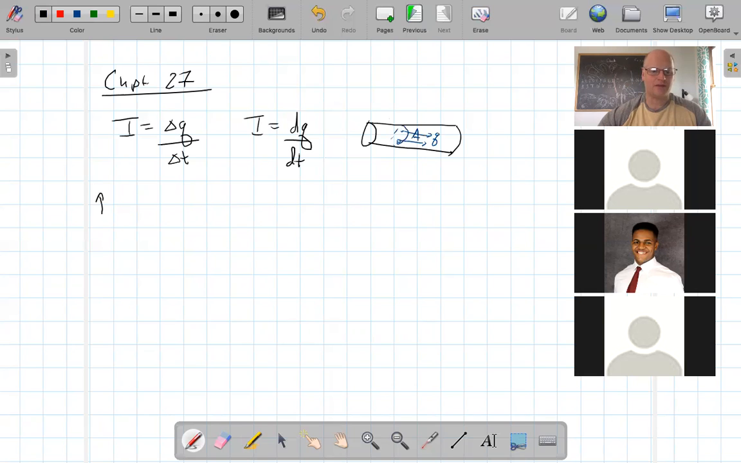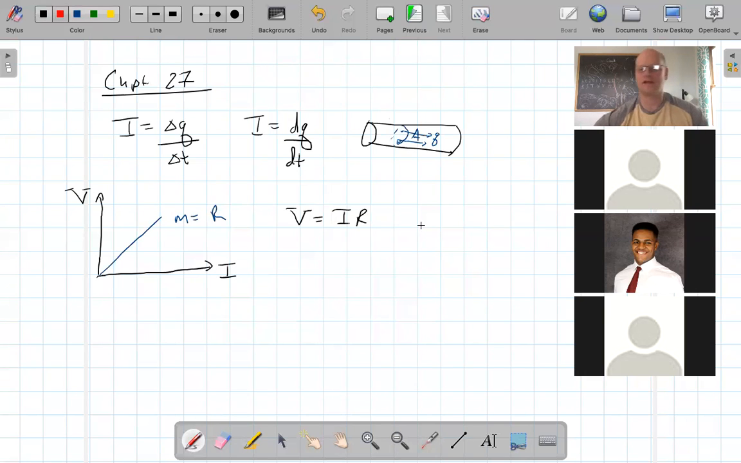Then we said that if we plotted the potential across an electrical element versus the current, in this case, we would get simply a straight line, where the slope is equal to the resistance. So here, this is Ohm's law, where Ohm's law says that V is equal to I times R. Now again, remember that Ohm's law is only true for conductors. If I don't have a conductor, Ohm's law does not work.